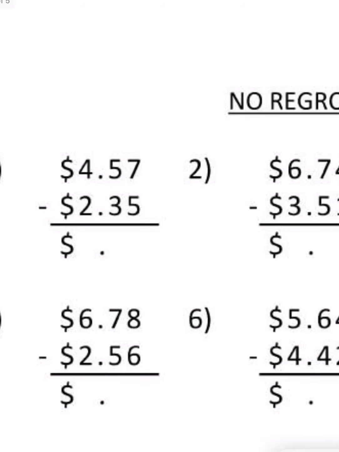So we start from the hundredths place. So 7 minus 5 is 2. 5 minus 3 is also 2. And 4 minus 2 is 2. So your answer would be $2.22.